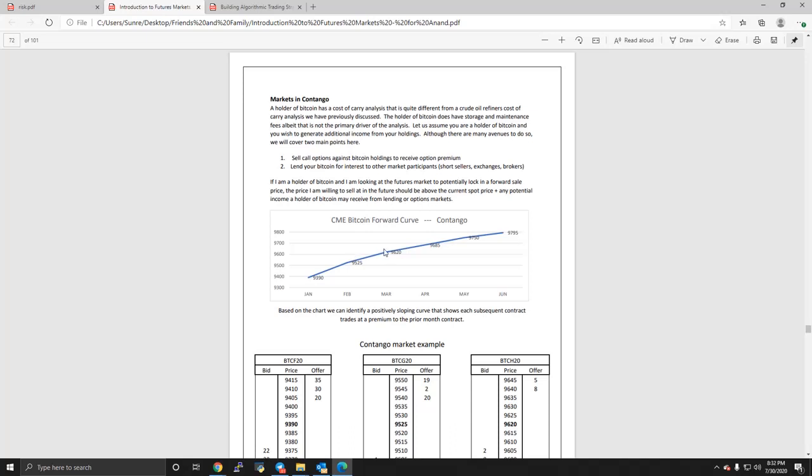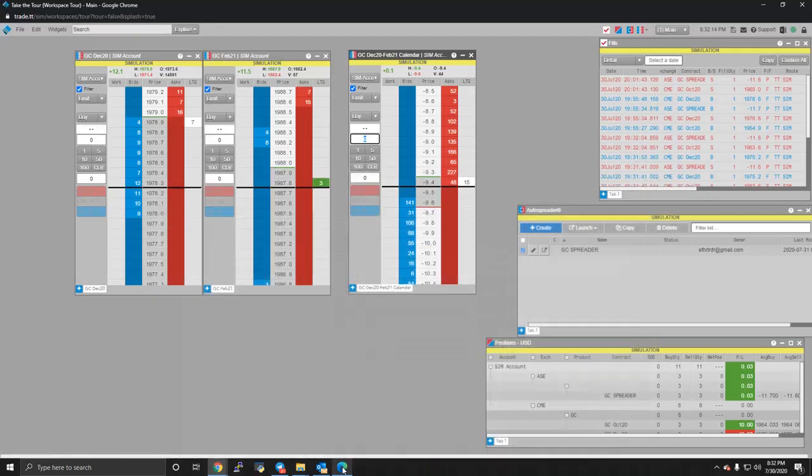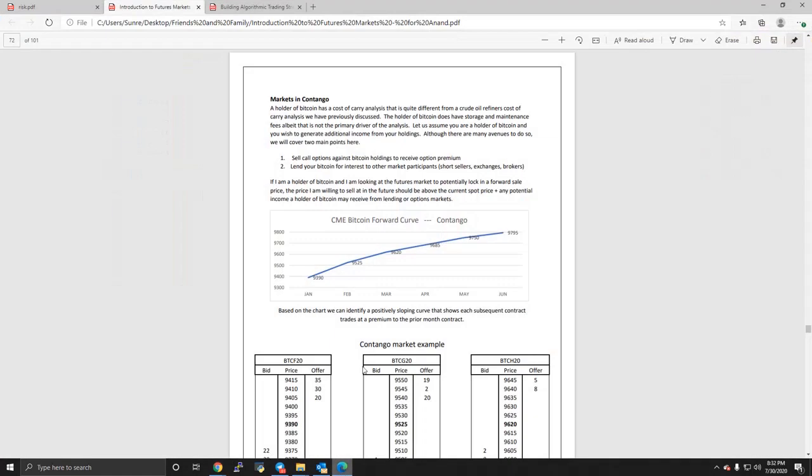Why would that be? What would cause a futures market complex to trade in a contango structure like we are seeing here? And if we come back to TT, we notice that the gold DES is trading at a discount to gold Feb. So we're in a contango structure here as well. Why would a market trade like this?